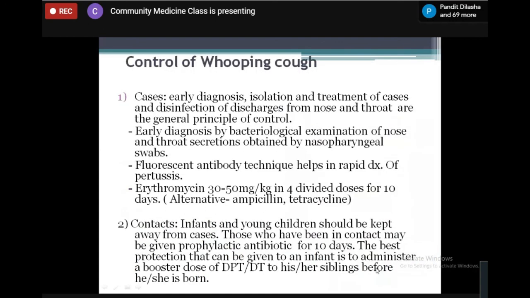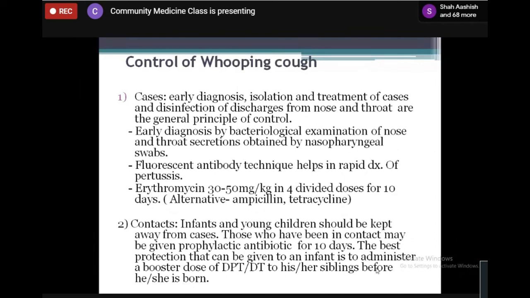Okay, so how to control? For the cases, you have to diagnose early. After diagnosing, you have to isolate them, treat the cases, and disinfect all the discharges from the nose and throat, like by washing, by proper disposal of the pharyngeal and nasal secretions, washing hands properly, washing clothes, and everything should be done. And early diagnosis by bacteriological examination of nose and throat secretions obtained by nasopharyngeal swab.